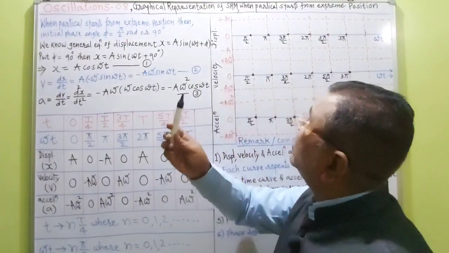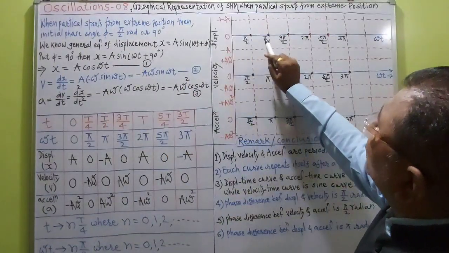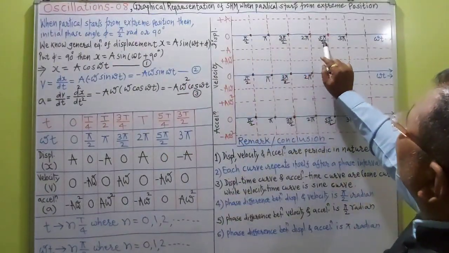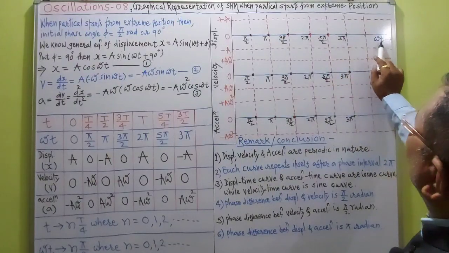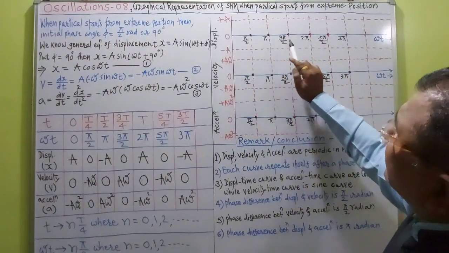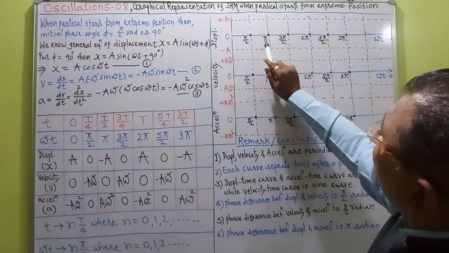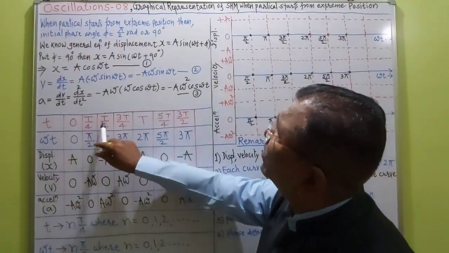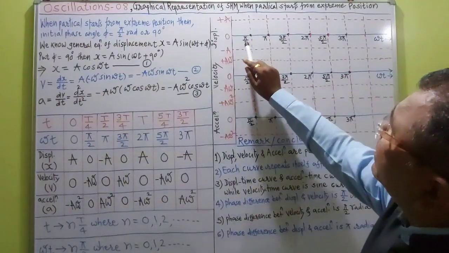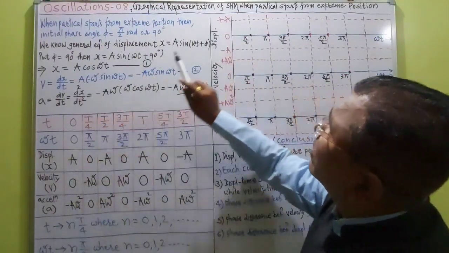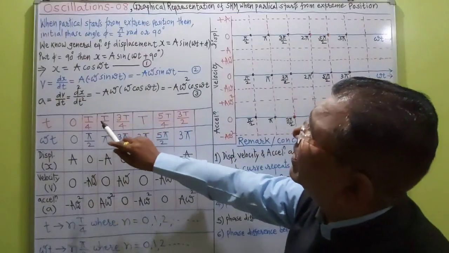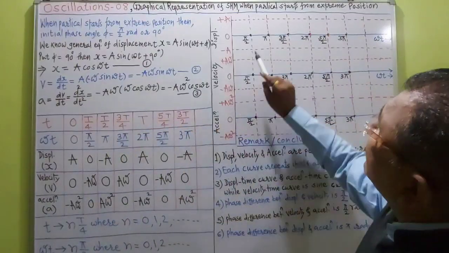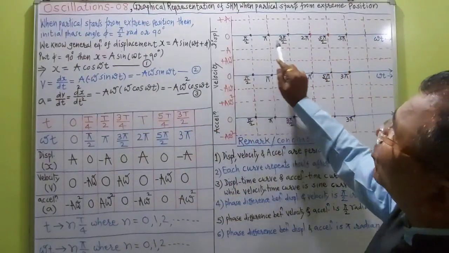This graph is drawn like this. We can write pi by 2, pi, 3 pi by 2, 2 pi, 5 pi by 2, 3 pi, and omega t is the x-axis. Instead of writing pi by 2, pi, 3 pi by 2, we can also write 0, T by 4, T by 2, 3T by 4. So instead of pi by 2 we can write T by 4, and instead of pi we can write T by 2. But I have written the values of omega t.